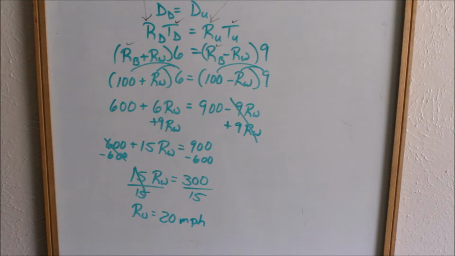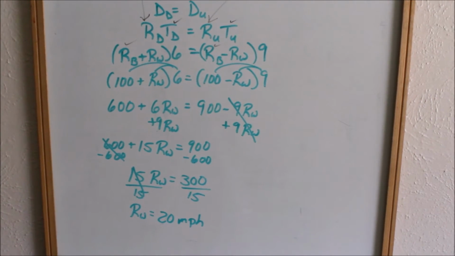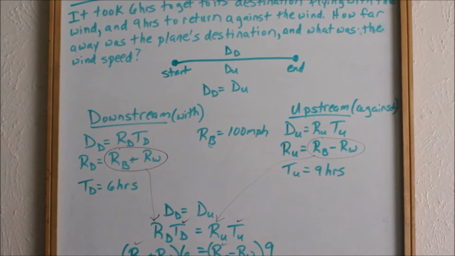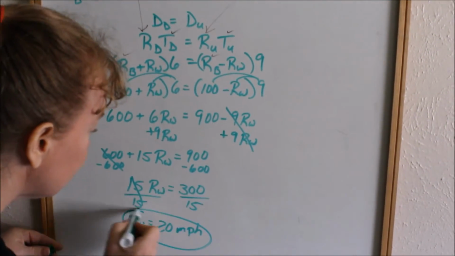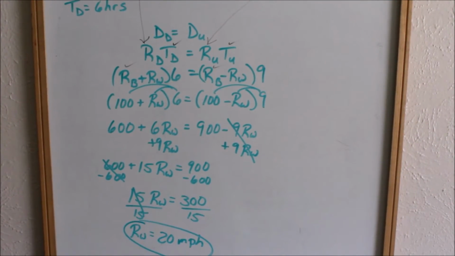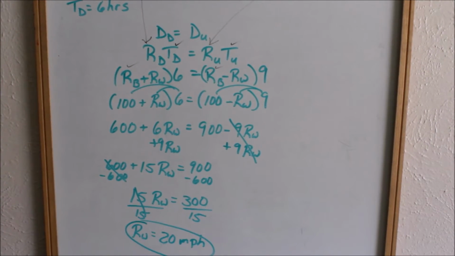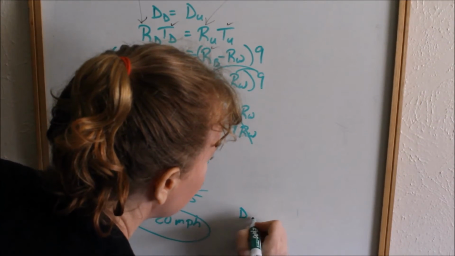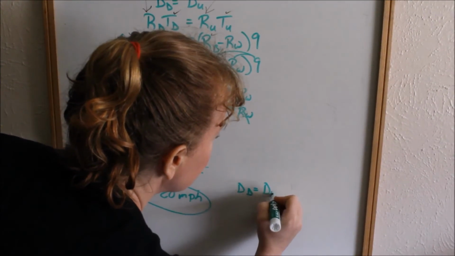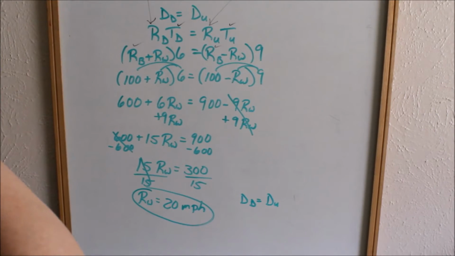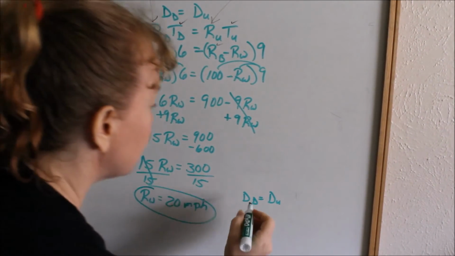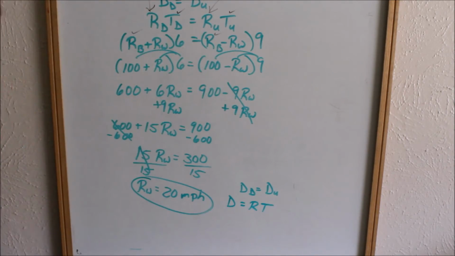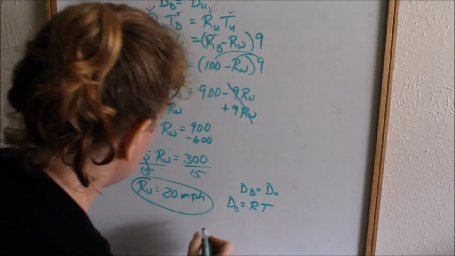So let's go back to what the problem was asking. The problem was asking how far away was the plane's destination and what was the wind speed. So this is one of the answers that we're looking for. But then it was asking the distance. How far is the plane's destination? So remember we said that the distance of the downstream equals the distance of the upstream. So it doesn't matter which one we deal with. Distance equals rate times time. I'm just going to use the downstream information.